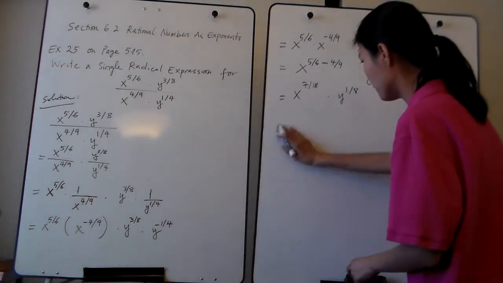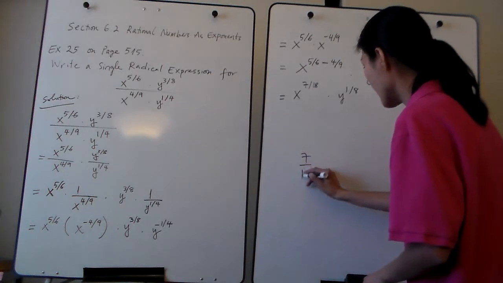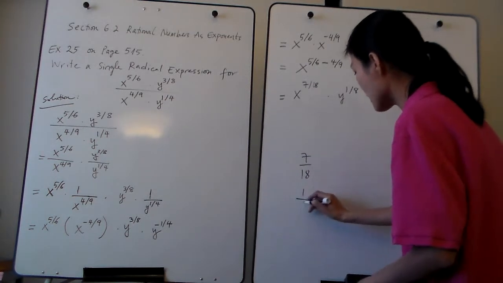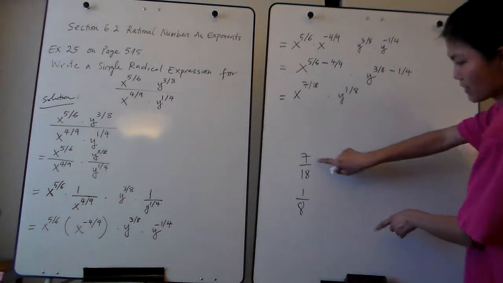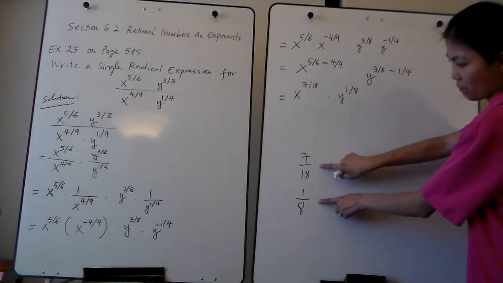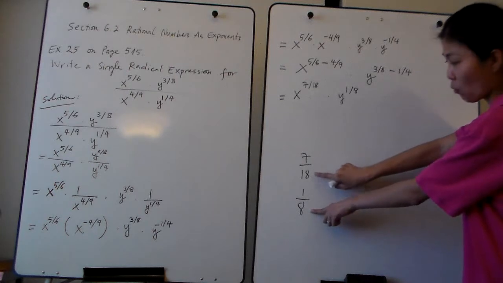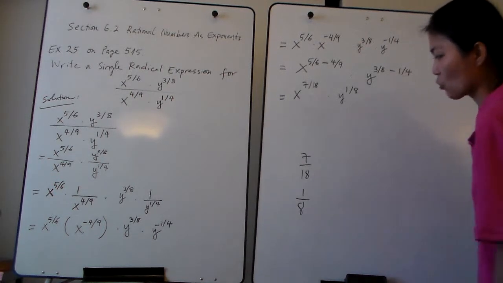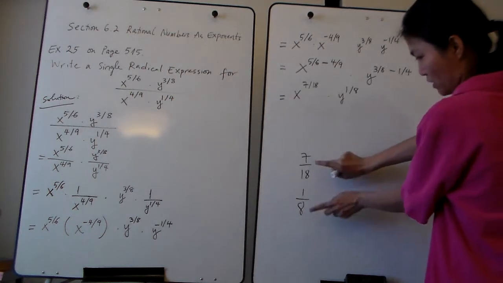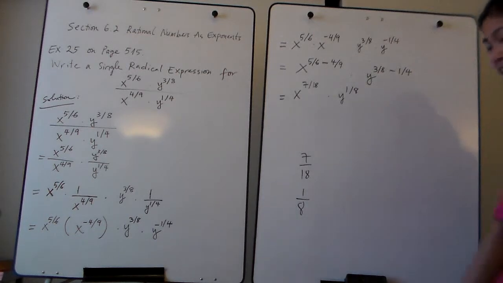So we have 7 over 18 and we have 1 over 8. The exponent here and the exponent here must have the same denominator. For now, they are different. One is 18, one is 8. So we need to convert these two fractions to have the same denominator, the LCD.